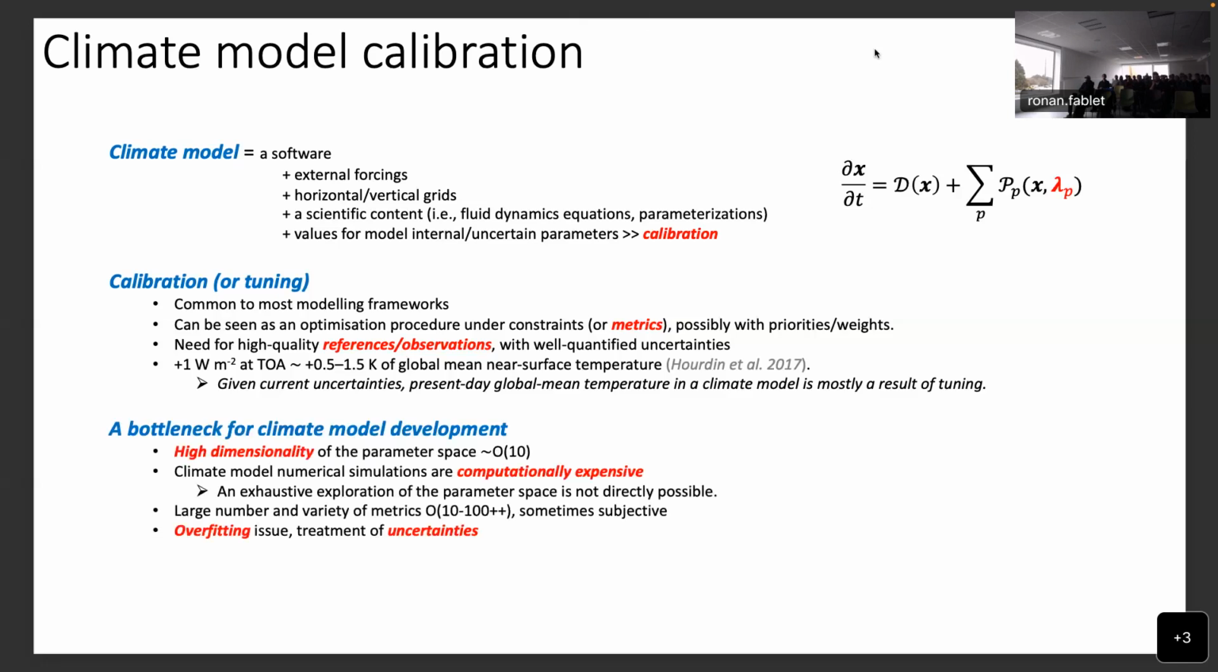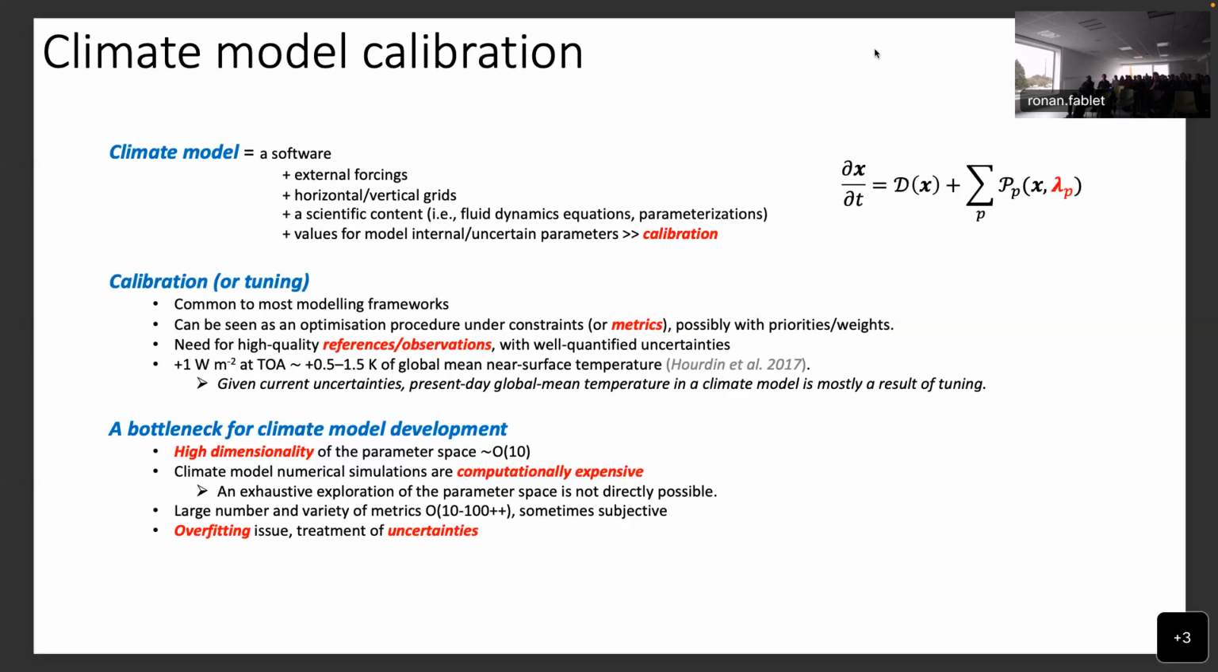So why is it a bottleneck for climate model development? First, within the set of parameterizations we are using in climate models, there is quite a large number of parameters, a few tens in general. So it's a high dimensional problem, at least for the human brain. Climate model numerical simulations are expensive. To do a 10-year simulation takes a few hours, depending on the resolution of the model, so an exhaustive exploration of the parameter space is not directly possible.